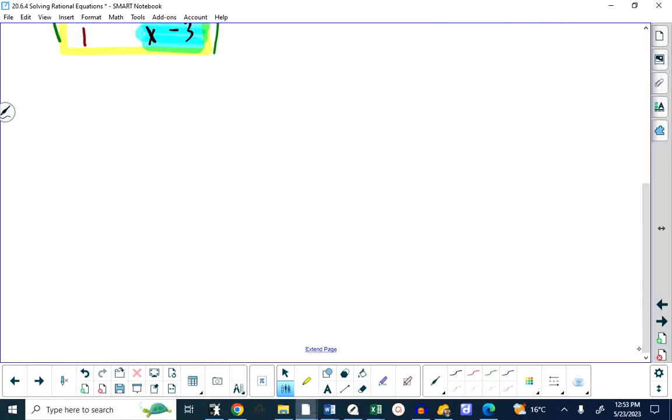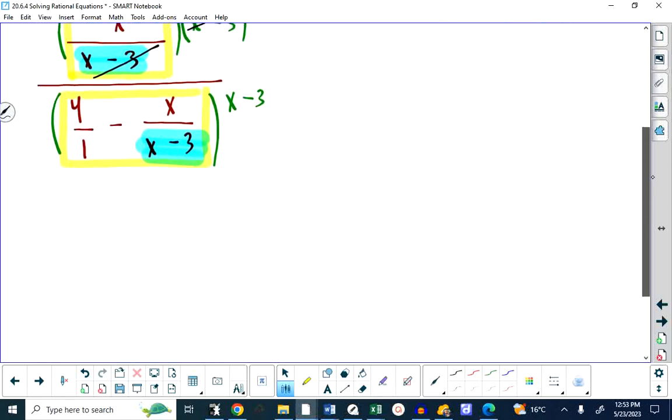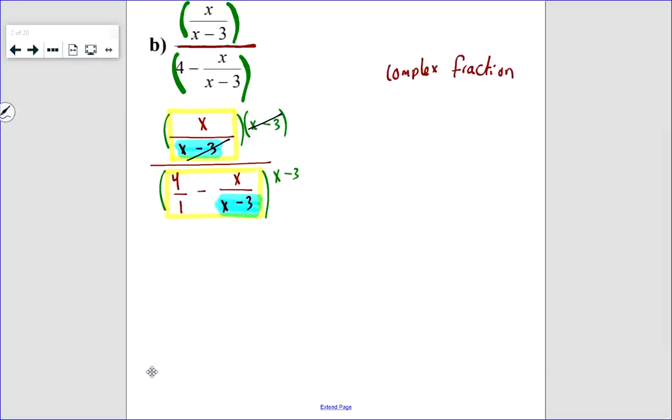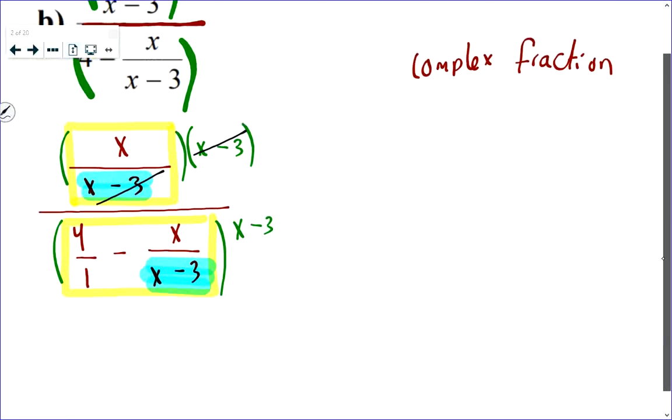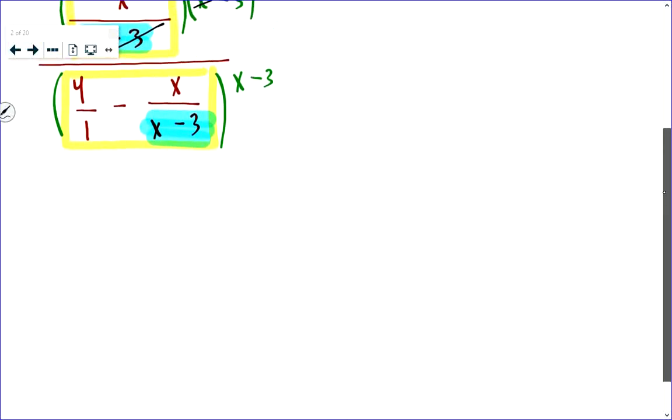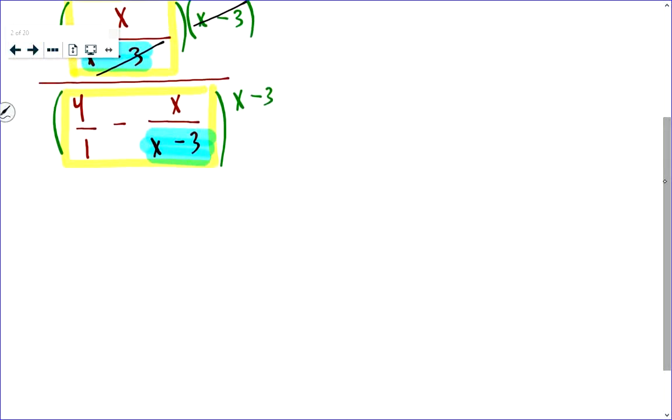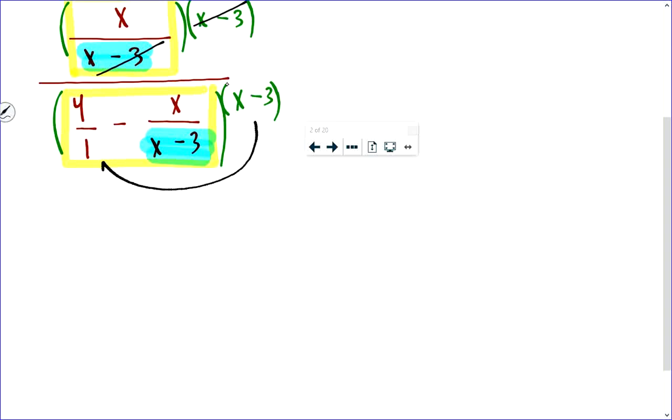Now, when I multiply that x minus 3 across the bottom, I need to distribute, because that's a binomial. I need to multiply it by the 4 over the 1, and I need to multiply it by the x over the x minus 3.